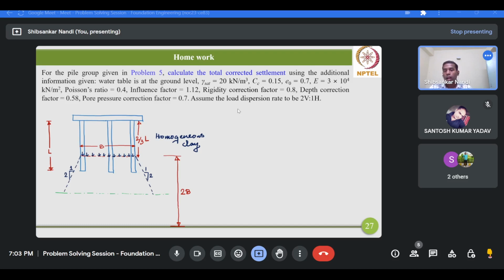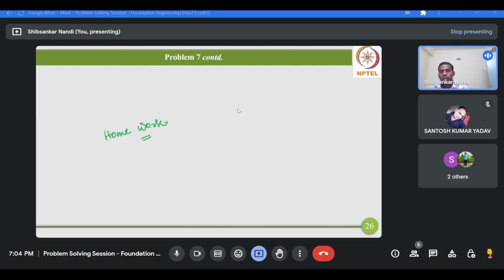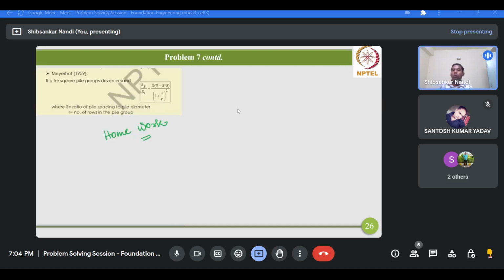Now for the settlement calculation in the earlier problem, we saw the use of Skempton's method and Meyerhof's method, for which we need to know the load settlement plot or load settlement data for a single pile, or the settlement of an individual pile. That was the information we needed to follow the method outlined by Meyerhof or Skempton.